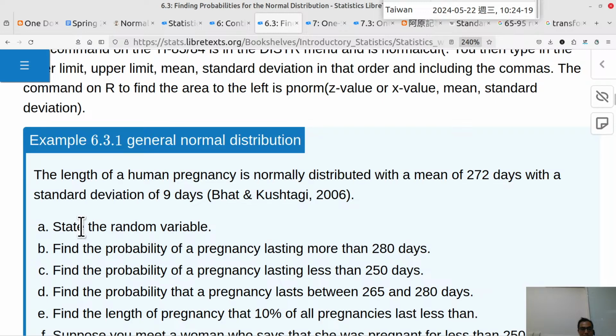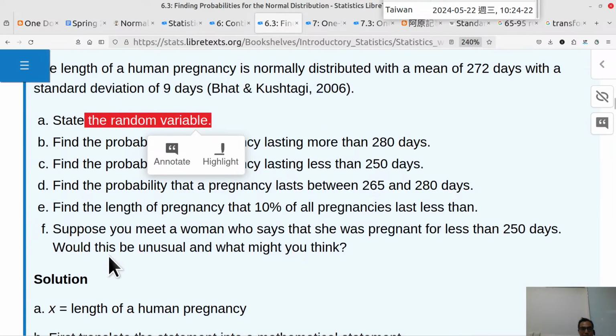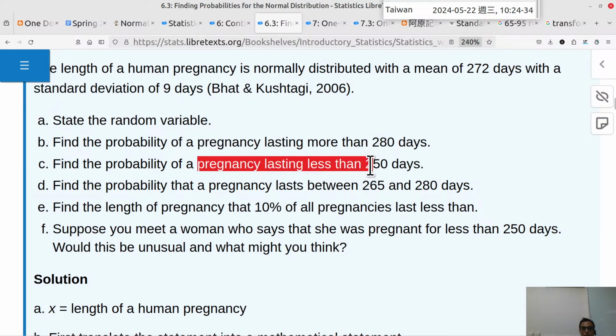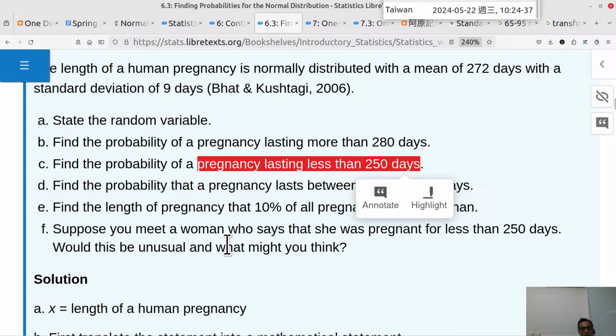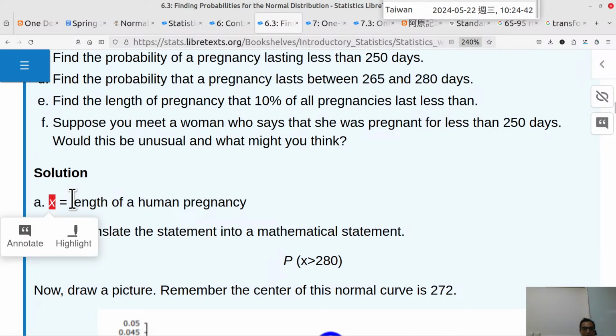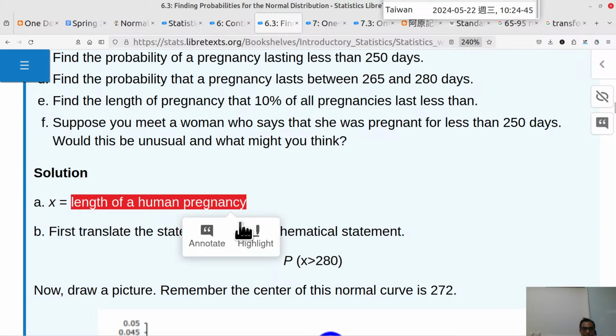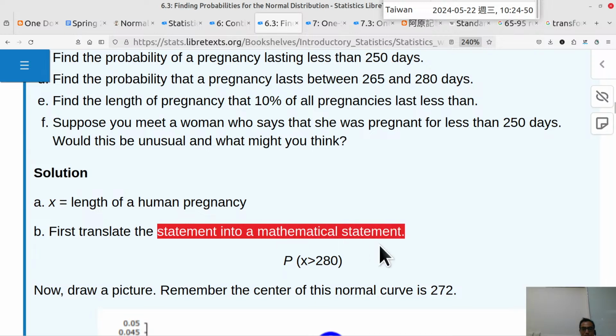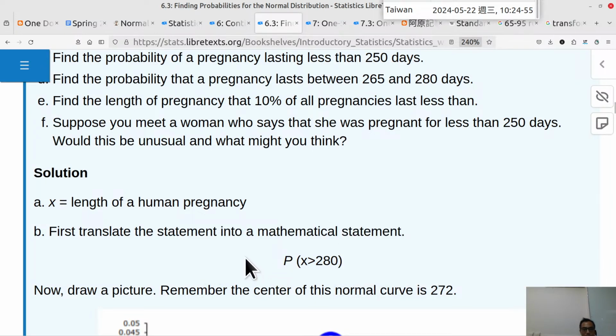Then state the random variable and find the probability of a pregnancy lasting more than 280 days, and find the probability of a pregnancy lasting less than 250 days. Solution: X is the length of a human pregnancy, and first we translate the statement into a mathematical statement. The probability that X is greater than 280.